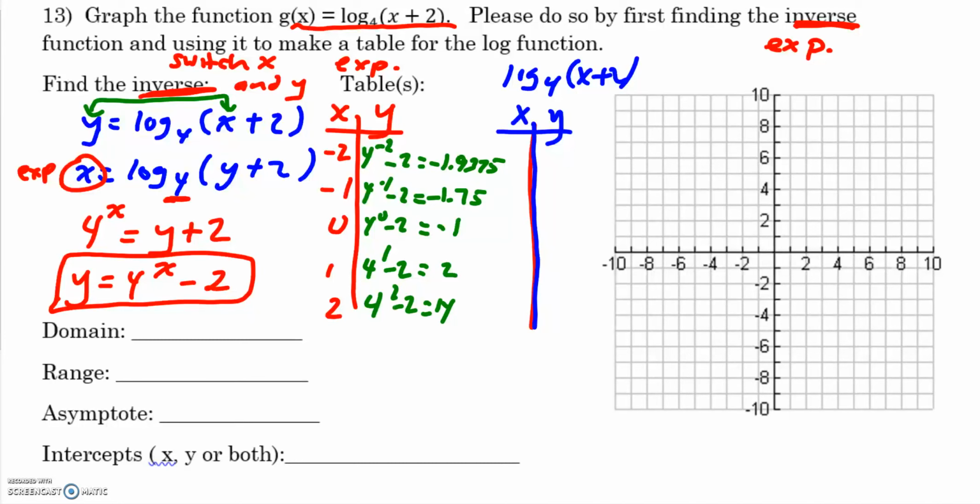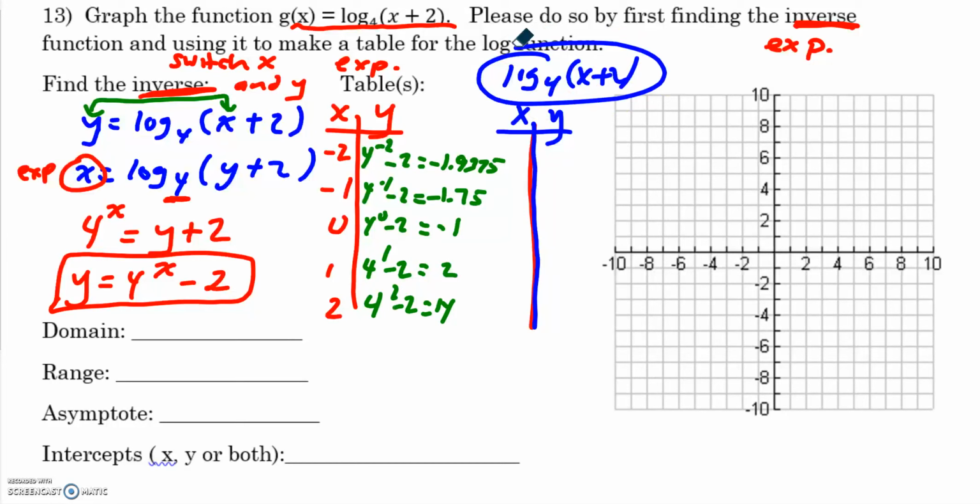We were working on number 13, and what we did so far was we found the inverse algebraically by switching x and y and resolving for y. And then I took -2, -1, 0, 1, 2, and I plugged these x values into this function to get these y values. And where we left off is how we're going to get from here to actually graphing the log function.